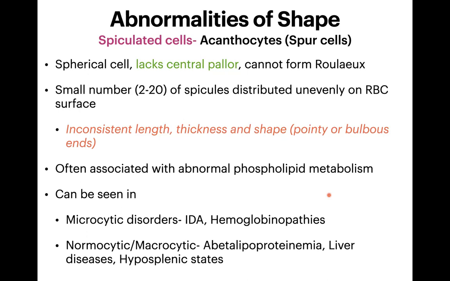But it can also be seen in microcytic disorders, like iron deficiency anemia and hemoglobinopathies. And if you're seeing normocytic or macrocytic RBCs, the differential diagnosis could be abetalipoproteinemia, liver disease, and hyposplenic states. There are certain morphological findings of hyposplenism, like these acanthocytes, target cells, Howell-Jolly bodies. If you are seeing a lot of them, ask about the spleen status, whether it's a splenectomized patient or he or she has hyposplenism. So these are the findings associated with hyposplenism.